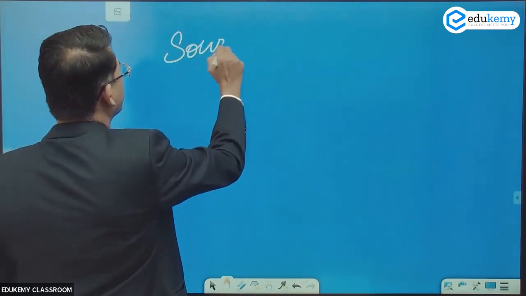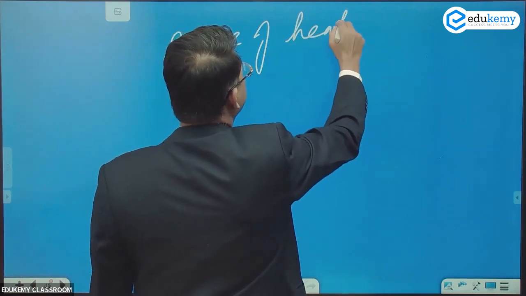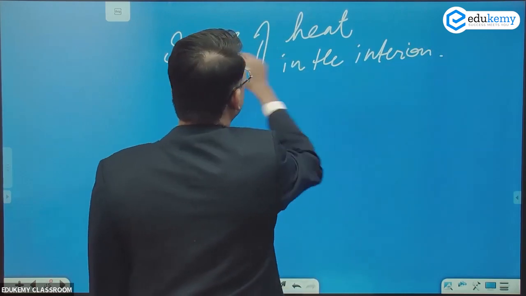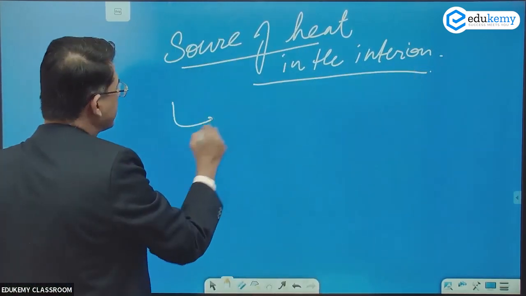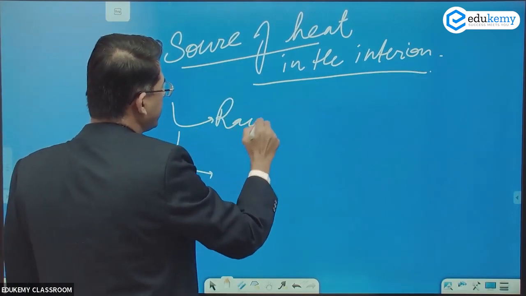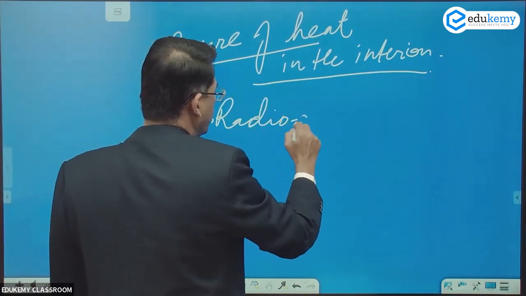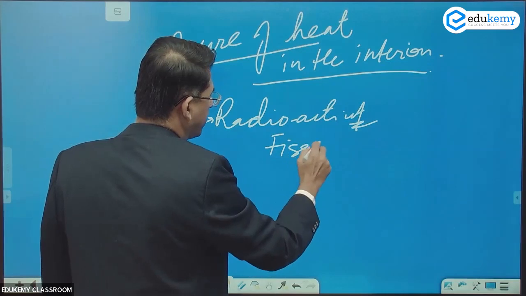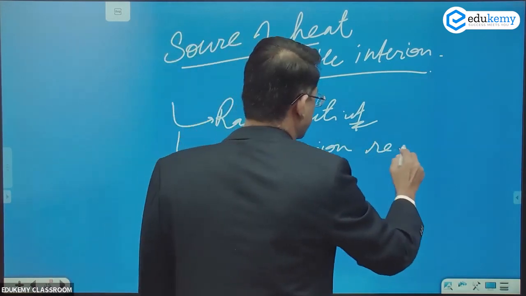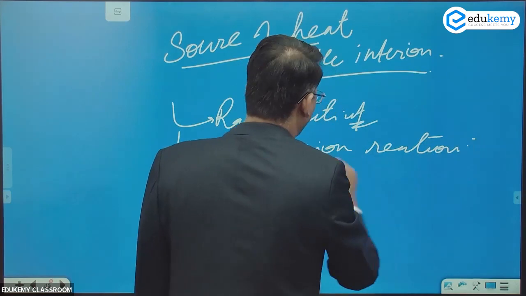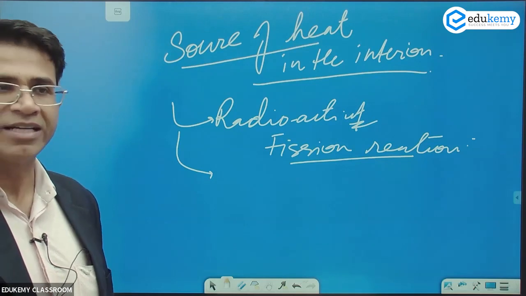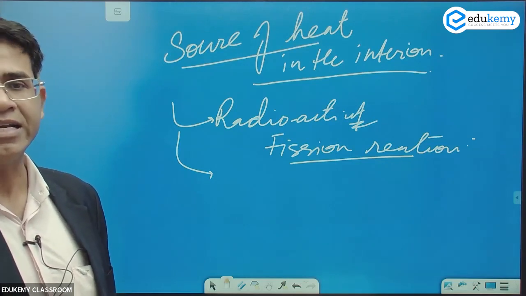Okay, one important discussion here. What is the source of heat in the interiors? The source of heat is radioactivity. We have fission reactions, a lot of radioactive material inside the earth. So radioactivity is a natural source of the heat.